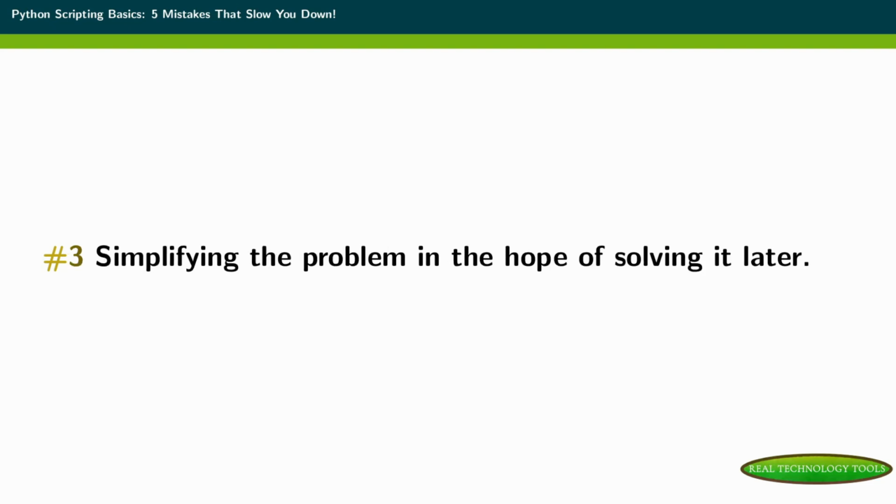Mistake number 3, simplifying the problem in the hope of solving it later. For example, you want to organize the files in a folder. You want to create a Python script to do that for you. So you make the assumption that the names of those files are formatted in a specific way. And the thinking process behind this is, I will add on to that script so that it can deal with more formats later.